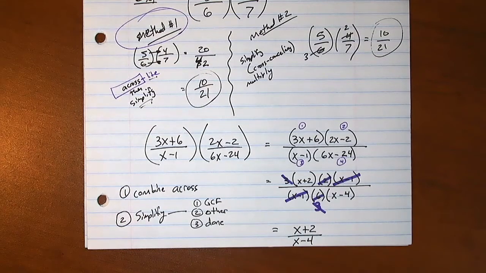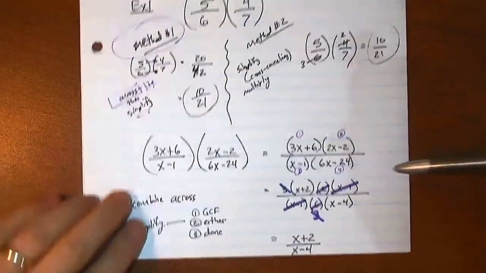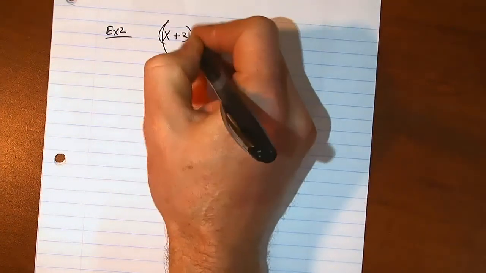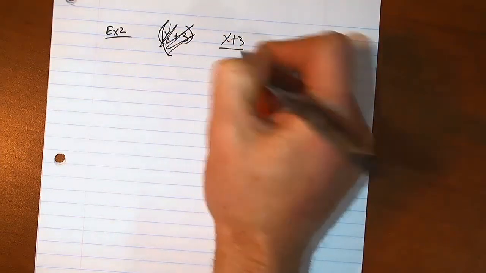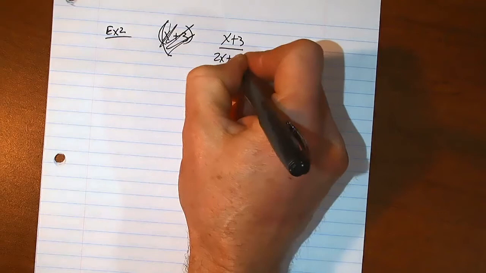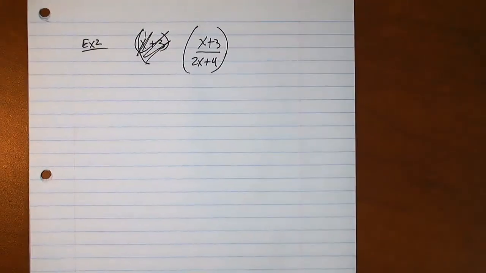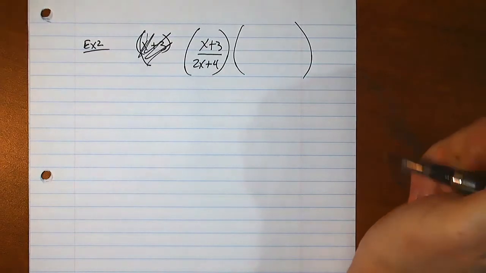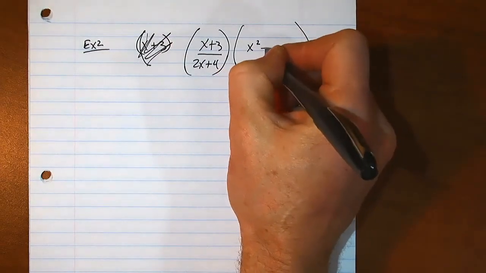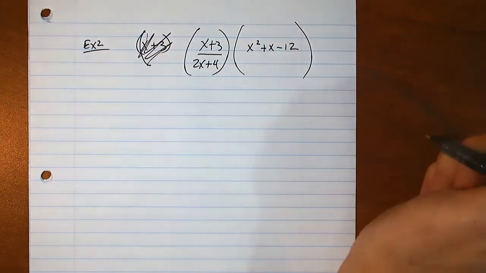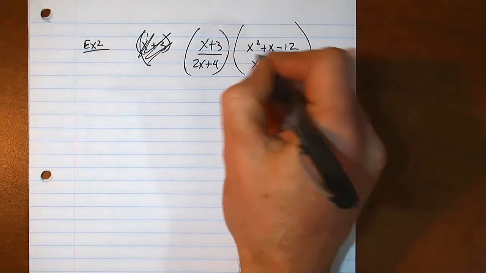All right, so let's wrap this video up by doing 1 or 2 more examples of this. So here is example number 2. In example number 2, we're going to take x plus 3 over 2x plus 4. Okay, so there's one fraction. And I'm going to multiply that fraction by x squared plus x minus 12 over x squared minus 9.